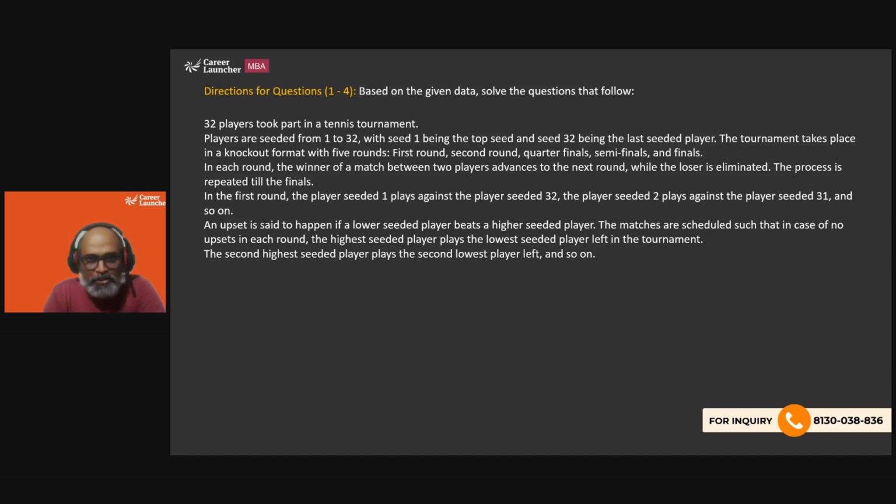Let's understand the concepts while solving the problem and see how we can approach tricky questions where a lot of information is not known. So 32 players took part in a tennis tournament. Players are seeded from 1 to 32, with seed 1 being the top seed and seed 32 being the last seeded player. The tournament takes place in a knockout format with 5 rounds: first round, second round, quarterfinals, semi-finals, and finals. In each round, the winner of a match between two players advances to the next round, while the loser is eliminated. That's exactly how knockouts happen, isn't it? The process is repeated till the finals.